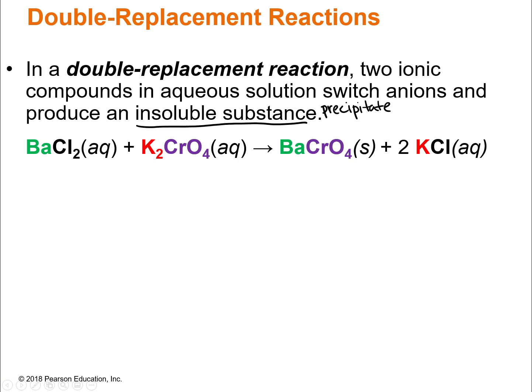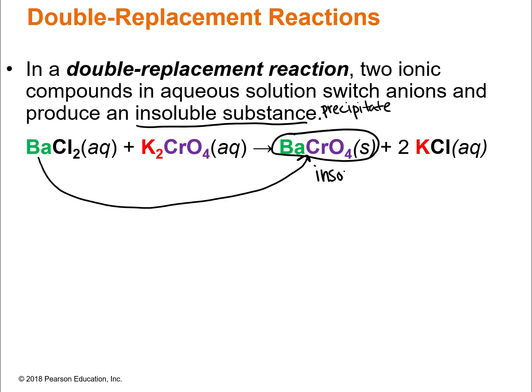We've got barium chloride and potassium chromate. We're mixing those together, and we're making barium chromate and potassium chloride. So notice the barium, instead of it being with the chloride, it's now with the chromate. And that is insoluble. So there's an S behind it. We're forming a solid.